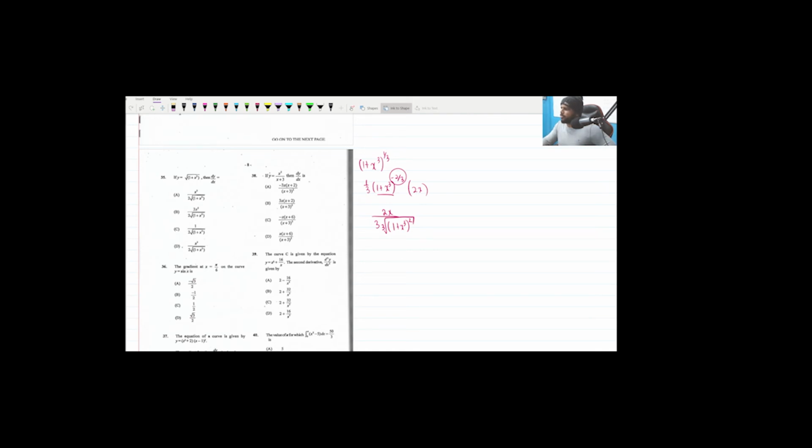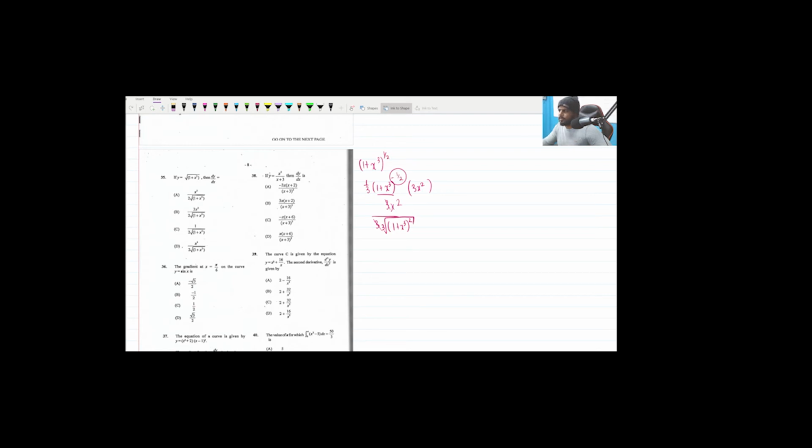Why did I put 2x as the differential? It's 3x squared. Alright, so this is going to be 3x squared over that. The 3 could cancel with this 3, and I get x squared over the cube root. A third minus 1 is minus 2/3. Yeah, it's going to be the cube root of 1 plus x cubed. Half, minus a half.